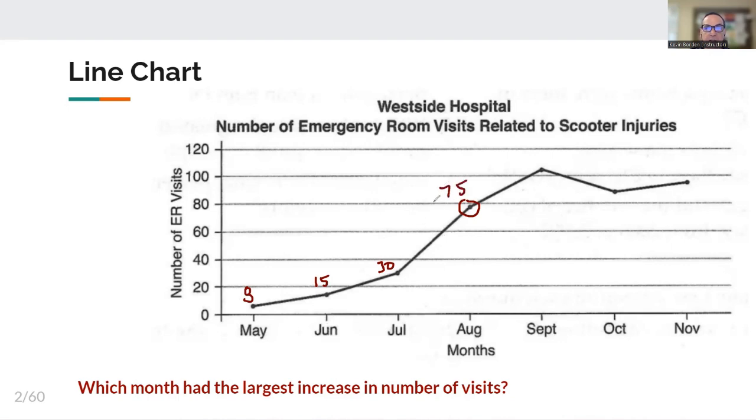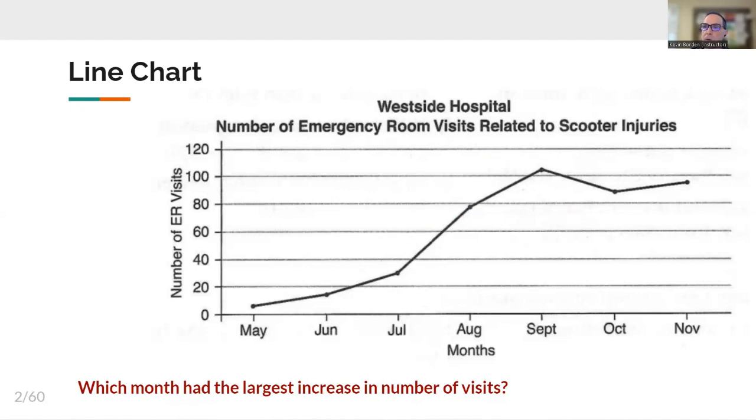So that was an increase of 45 between July and August. Then we go to September, and September looks like it was maybe 105. So you can see that it went up by 30 between August and September, but it didn't go up as much as it did between July and August.